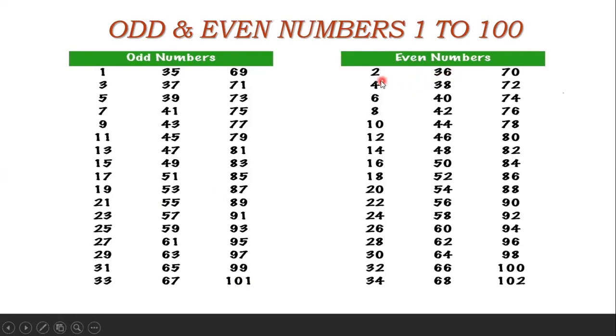In the same way, if you take even numbers: 2, 4, 6, 8, 10, 12, 14, 16, 18, 20, 22, 24, 26, 28, 30, 32, 34, 36, 38, 40, 42, 44, 46, 48, 50, 52, 54, 56, 58, 60, 62, 64, 66, 68, 70, 72, 74, 76, 78, 80, 82, 84, 86, 88, 90, 92, 94, 96, 98, 100, 102. So these are the even numbers. Like this, you can write odd and even numbers up to any number.